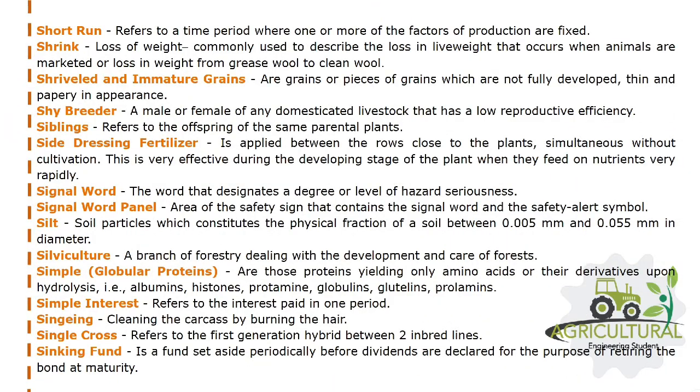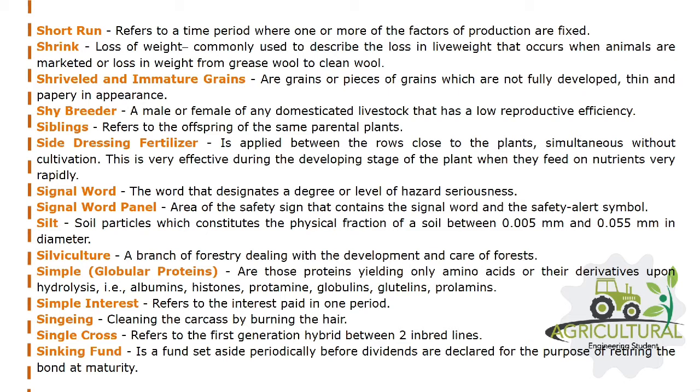Short run refers to a time period where one or more of the factors of production are fixed. Shrink, loss of weight, commonly used to describe the loss in live weight that occurs when animals are marketed, or loss in weight from grease wool to clean wool. Shriveled and immature grains are grains or pieces of grains which are not fully developed, thin and papery in appearance. Shy breeder, a male or female of any domesticated livestock that has a low reproductive efficiency.